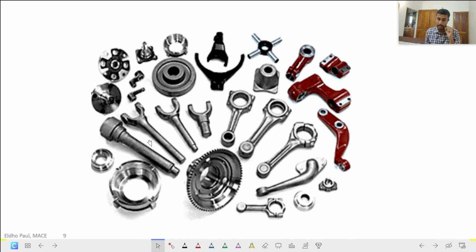See this, these are the different components used in the automobile, and most of the components are made using these metal forming operations. This one is the connecting rod. This connecting rod can be easily made using a set of metal forming operations. So these are the importance of the metal forming operation. All these materials are made using metal forming processes.